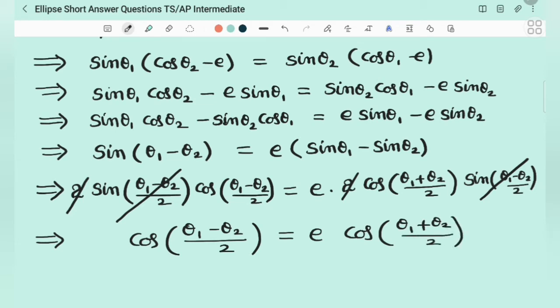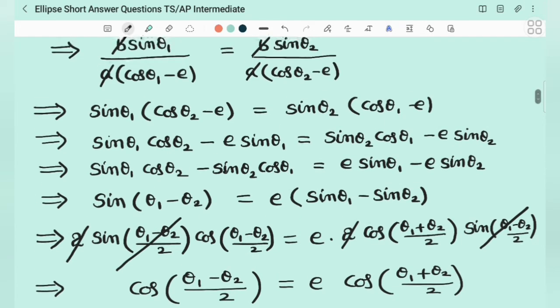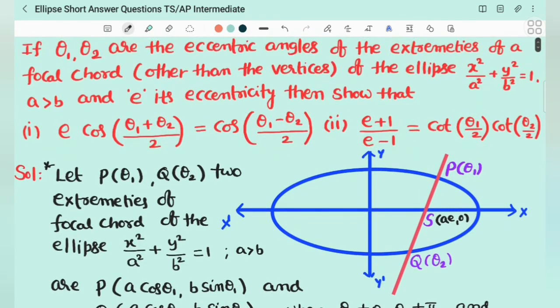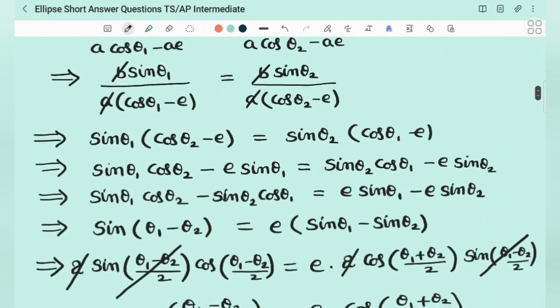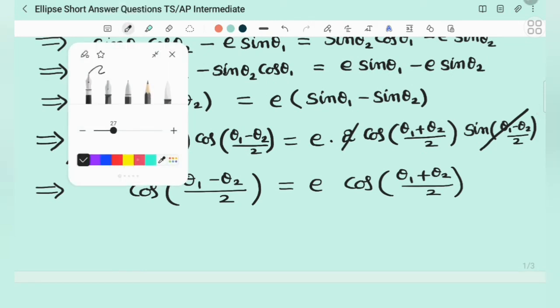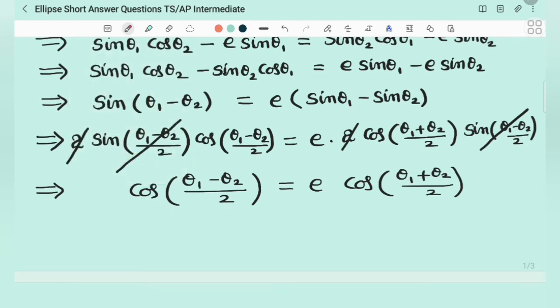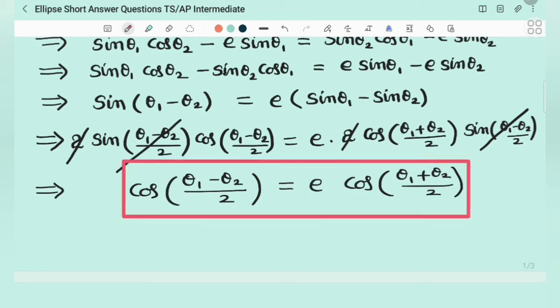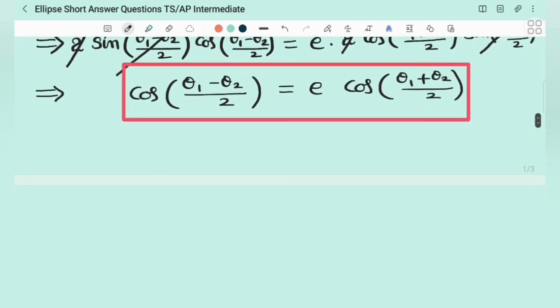This is the first question they are asking to prove. So the first question is E times cos of theta 1 plus theta 2 by 2 equal to cos of theta 1 minus theta 2 by 2. I hope you understand this, students. First question completed. Now we will move to the second part. From this only we will continue. So Roman letter 2 question.